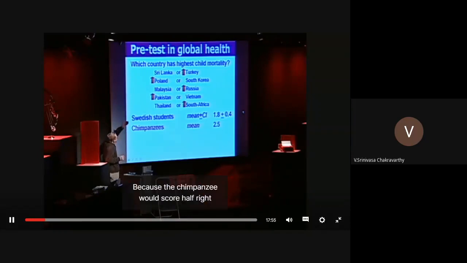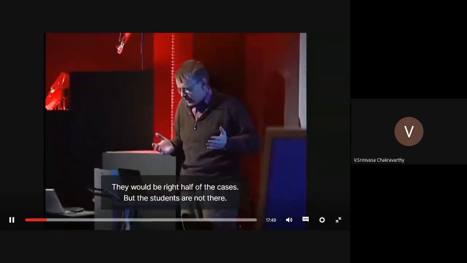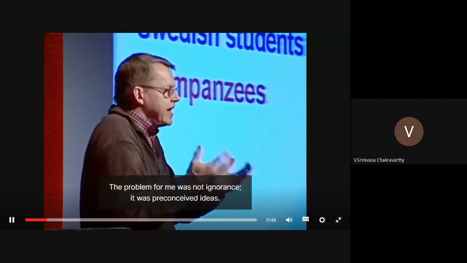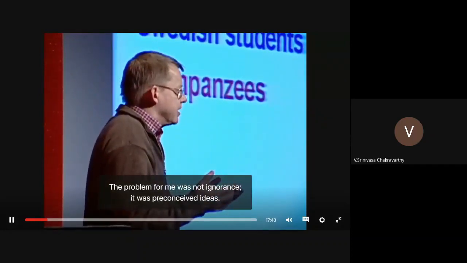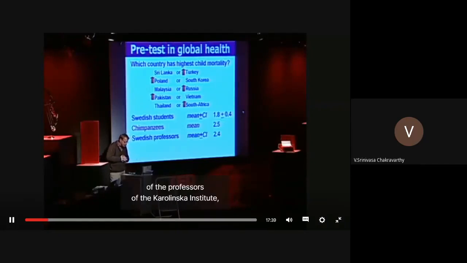Because the chimpanzee would score half right. If I gave them 2 bananas with Sri Lanka and Turkey, they would be right half of the cases. But the students are not there. The problem for me was not ignorance, it was preconceived ideas. I did also an unethical study of the professors of the Karolinska Institute that hands out the Nobel Prize in medicine, and they are on par with the chimpanzee there.